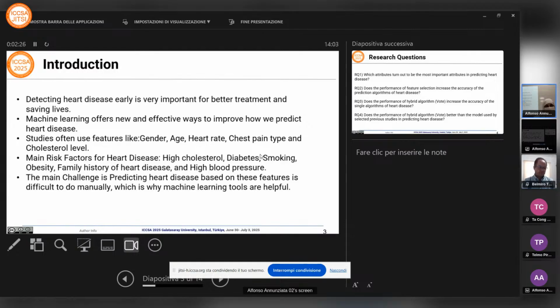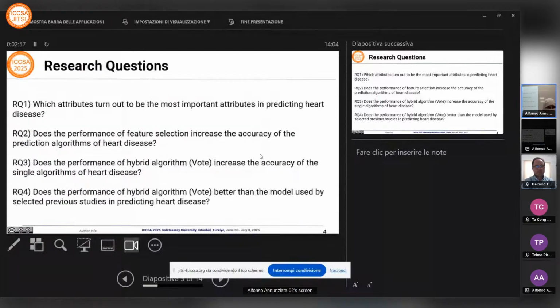The main risk factors for heart disease are high cholesterol, diabetes, smoking, obesity, family history of heart disease, and finally, high blood pressure. The main challenge is that predicting heart disease based on these features is difficult to do manually. For this reason, machine learning tools are helpful to detect this disease.